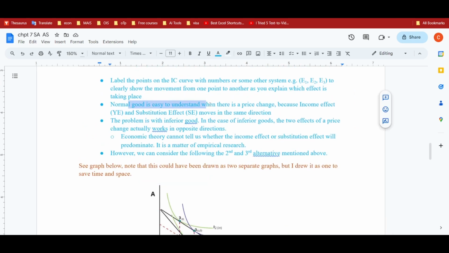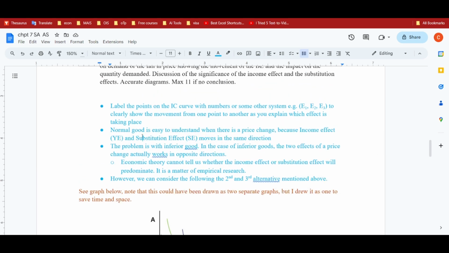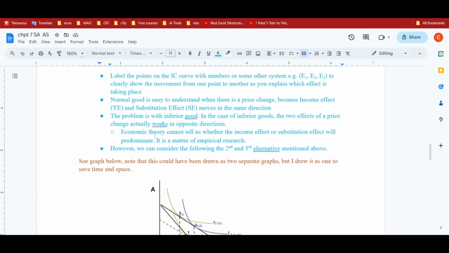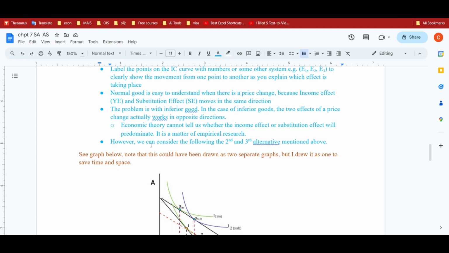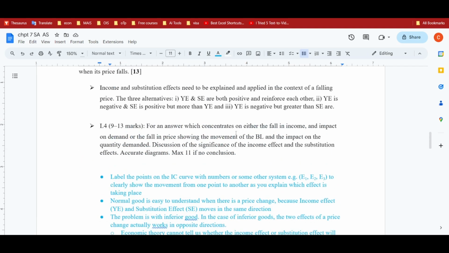A normal good is easy to understand when the price changes because the income effect and the substitution effect move in the same direction. The problem is with inferior goods. So these were the notes that I was explaining. In the case of inferior goods, the two effects of a price change work in opposite directions, right? Economic theory cannot tell us whether the income effect or substitution effect will be predominant. It is a matter of empirical research. However, you can consider the following second and third alternatives mentioned above.